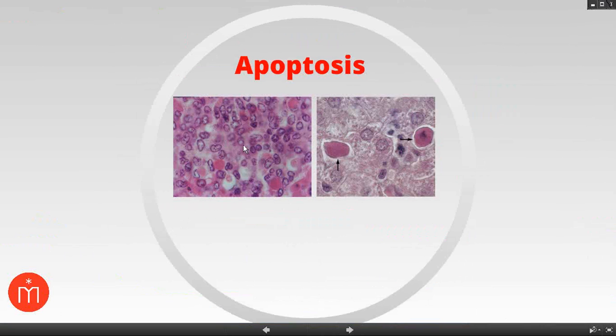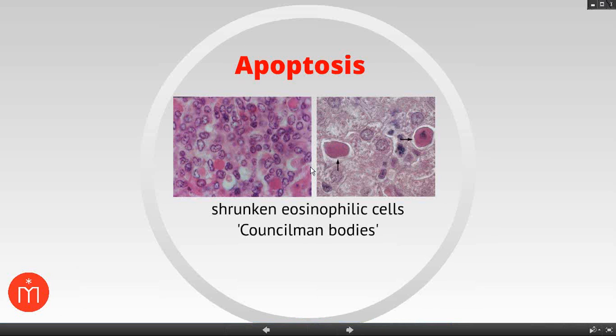Finally, we have the choice of apoptosis. Apoptosis, as opposed to necrosis, is the so-called ordered cell death, where cells commit suicide or they're triggered to die. What we see initially are these large cells with hyaline material in the middle. Over time, those cells will shrink, and we see ultimately shrunken eosinophilic cells.